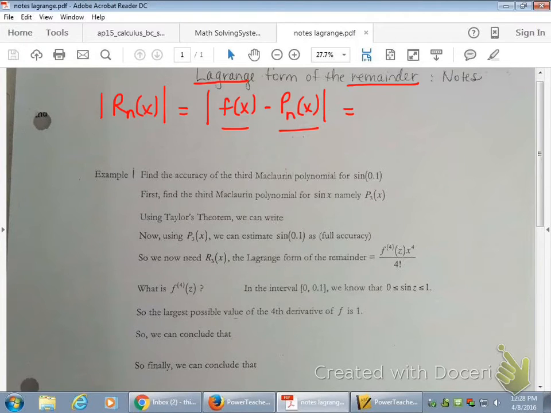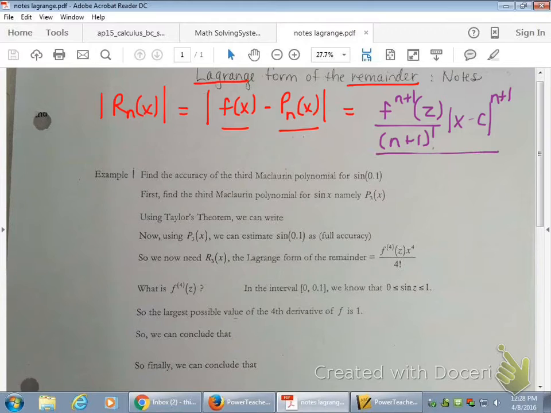Alright, here's the actual formula. It is f to the n plus 1 of z over n plus 1 factorial times the absolute value of x minus c to the n plus 1. Alright, the n plus 1 means it's talking about that particular power. So if I tell you to find the polynomial of e to the x where n is 5, then you have to find up to 5 derivatives and you work out the polynomial.